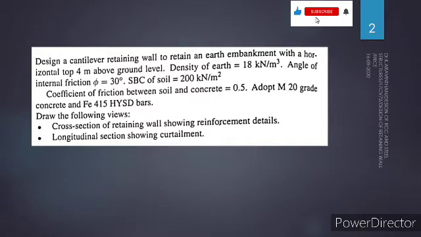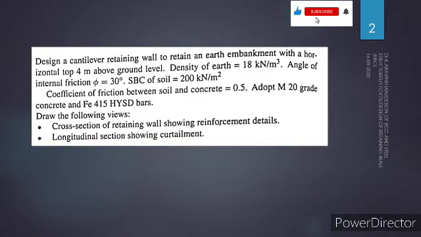So the structure should be checked for sliding force, which I have discussed in the failure concept in the earlier lecture. So for that we need this frictional force between the soil and concrete, and for this design we are going to adopt M20 grade concrete and Fe415 grade steel bars.